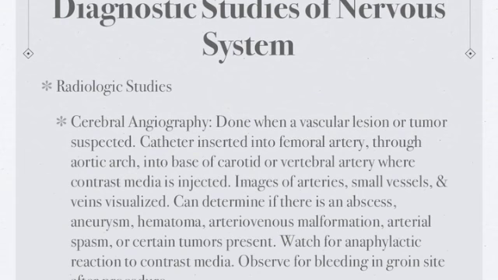Cerebral angiography is really cool. I wish I had a picture or a video of this. There may be a vascular lesion or a tumor suspected there, so they may do this to find out or to actually look at the blood flow. So you have the catheter. It's a big catheter, goes through that femoral artery up into the areas that they're wanting to assess or to image, and they'll shoot some dye up in there. Okay, you can see if there's an abscess, an aneurysm, hematoma, an AV malformation, arterial spasm, if there's tumors or lesions present there. But very important because we want to monitor for that anaphylactic reaction to any type of contrast media.